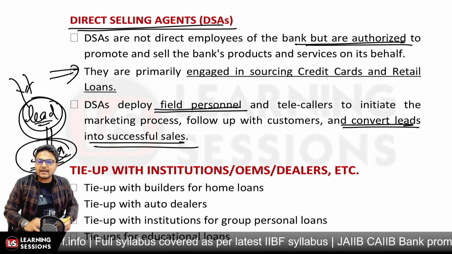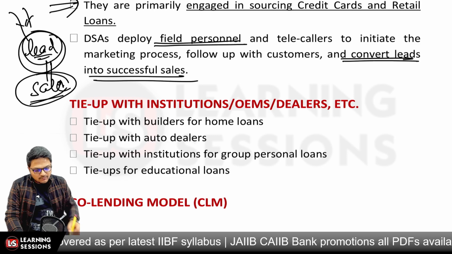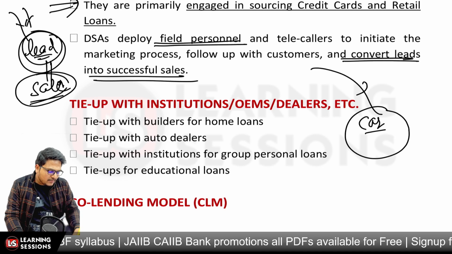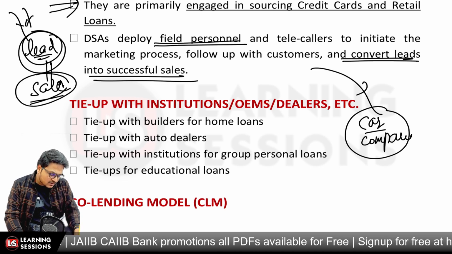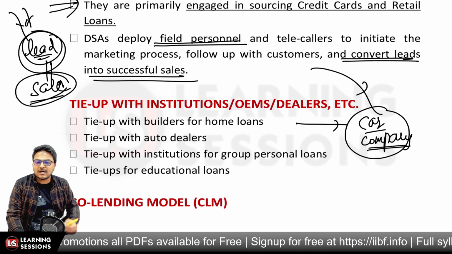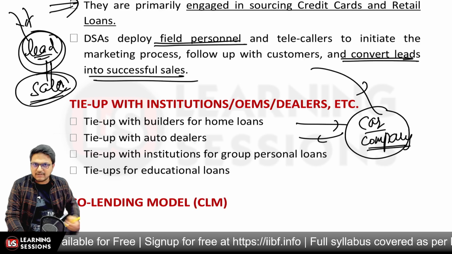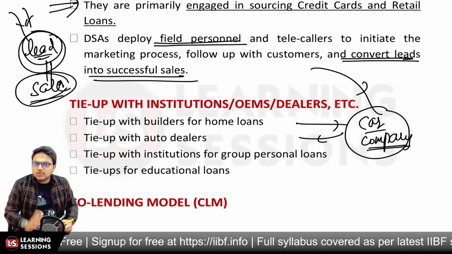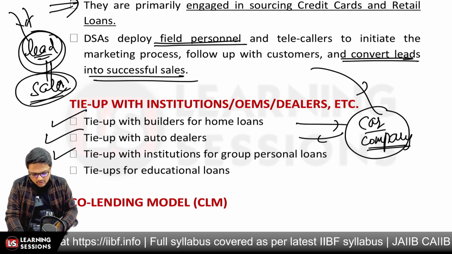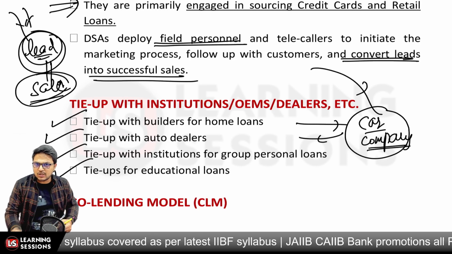Further, it could be that the bank has a tie-up with institutions, OEMs, or particularly the dealers, where we have a direct tie-up. Let's say I have a tie-up with a car company. Whenever a person visits to purchase a car, he definitely has the money with him. In that scenario, we can easily chase the person and convert him into a sale, right? So it can be a tie-up with auto dealers, with builders, with institutions for education loans, and also for personal loans. So this could be a tie-up with institutions, right?